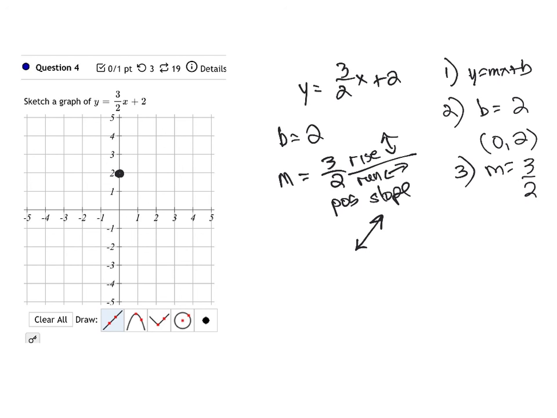Now slope is not a point on the line. It's what we do to that b to get to the other points. So 3 over 2. I'm going to go up 3, 1, 2, 3, over to the right 2. And notice that's going to give me a positive slope. So now if I wanted to check it, I would do the opposite, because remember 3 over 2 is the same thing as negative 3 over negative 2. So I would go down 3, 1, 2, 3, and to the left 2. So there would be my other point. So I could get more than just the 2 points that the software requires.